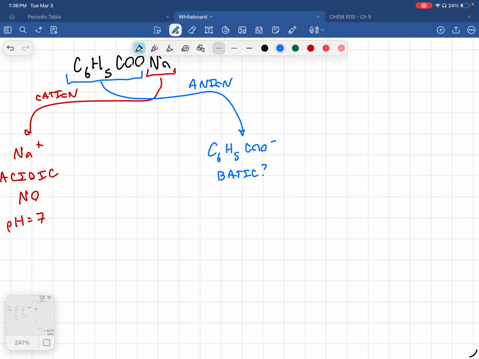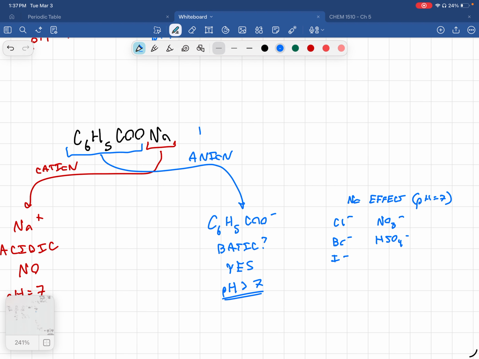Now, C6H5COO minus, remember our list. Cl minus, Br minus, I minus, NO3 minus, and HSO4 minus will all lead to no effect, right? So pH equal to 7. However, this anion is not on that list. So yes, it will strip a proton off a water molecule to leave behind OH minus, thus resulting in a pH greater than 7 for this solution, and thus a basic solution.